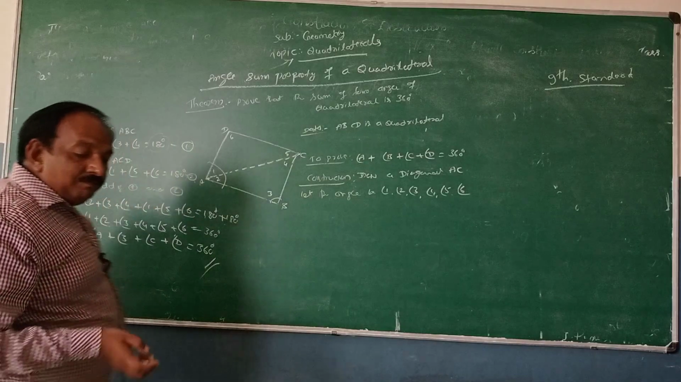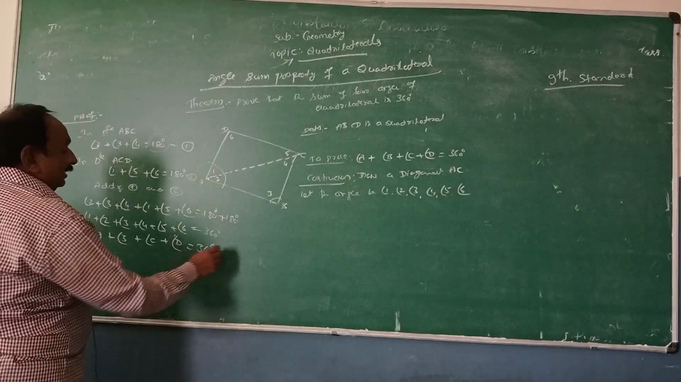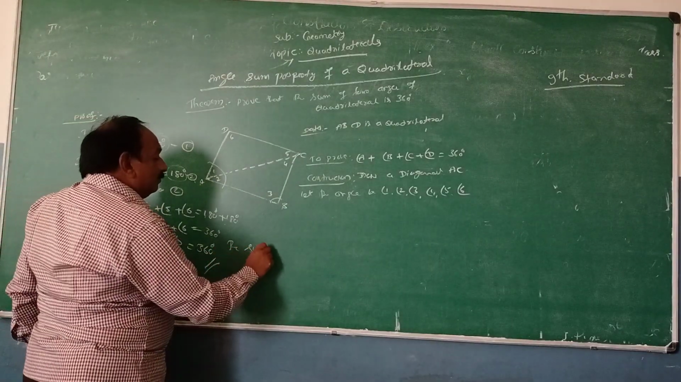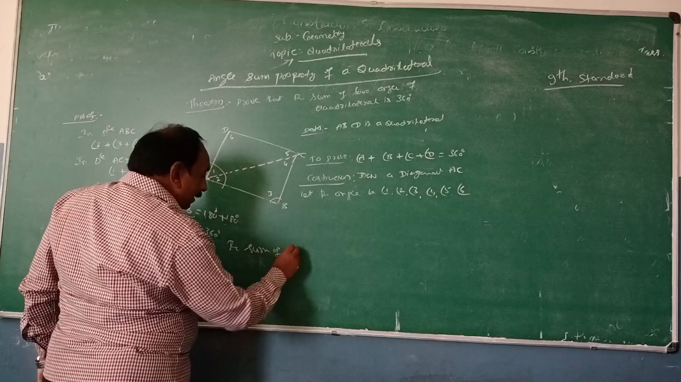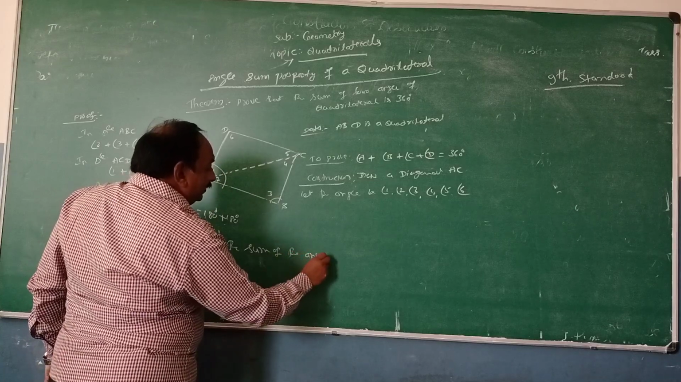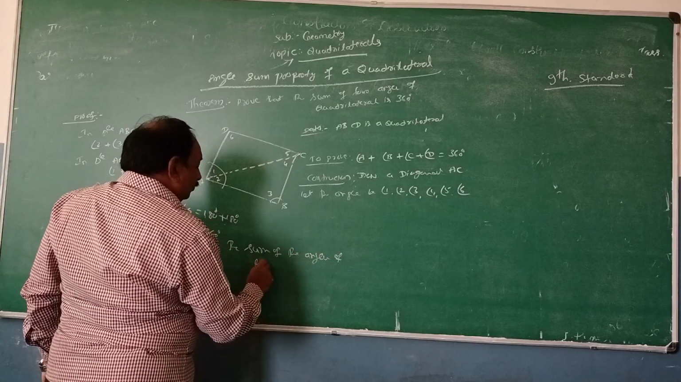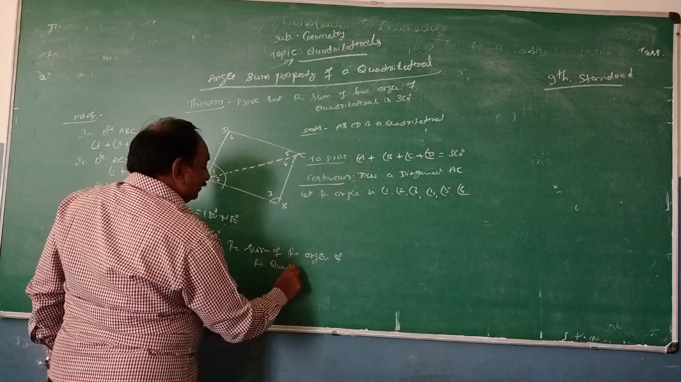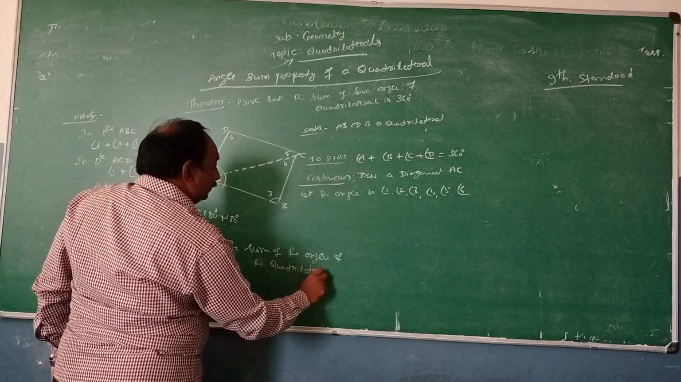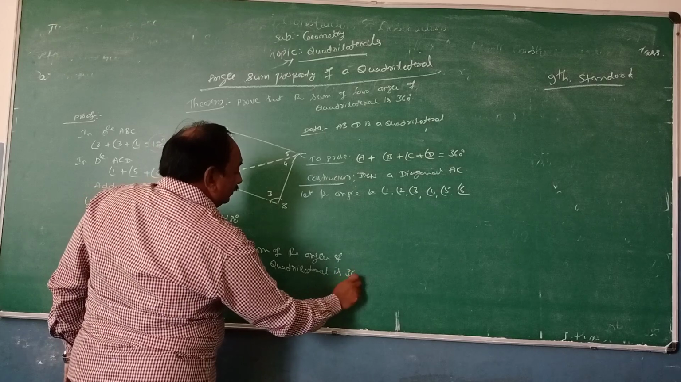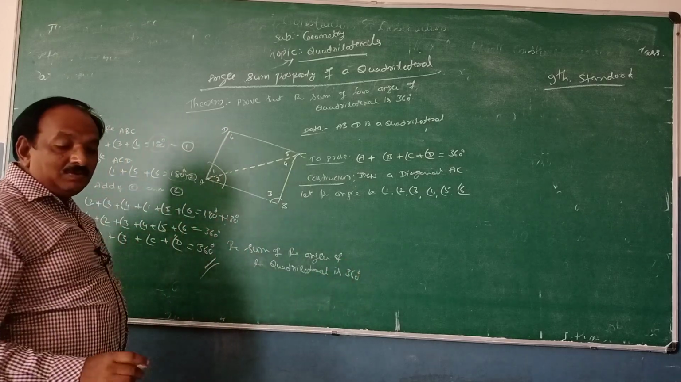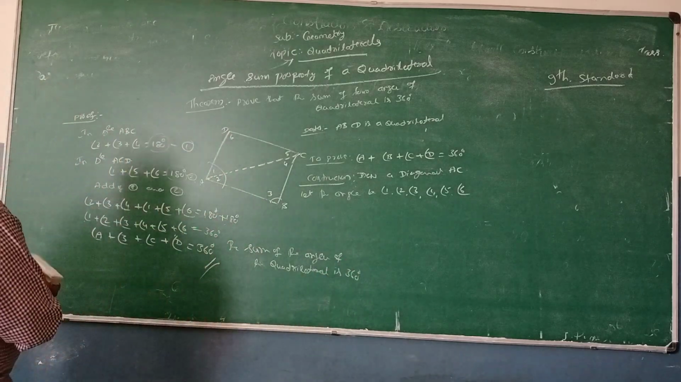The sum of the angles of the quadrilateral is 360 degrees. The sum of the angles of the quadrilateral is 360 degrees.